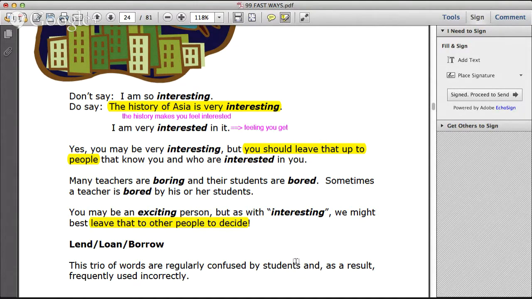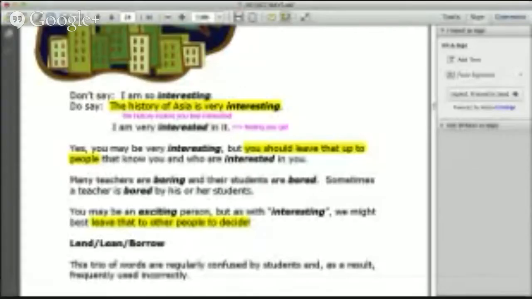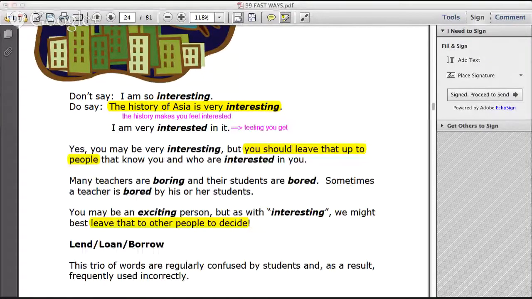So if you do say that, it's sort of like you are being stuck up. If you say, "I'm so interesting," that's a very proud thing to say. It's a very egocentric thing to say. It's not very good if you say, "Ha, I'm so interesting, I'm so exciting." Leave it up to other people. It's not proper to say those things.